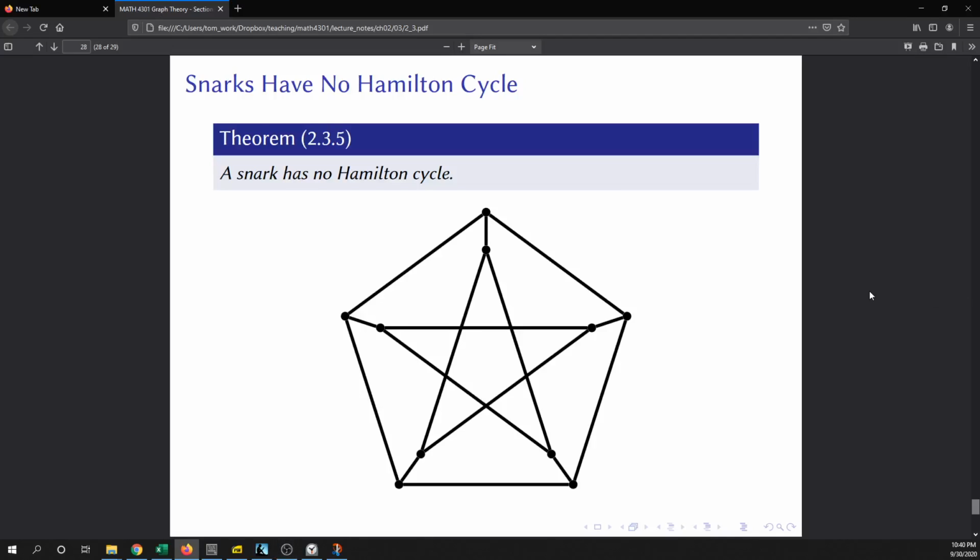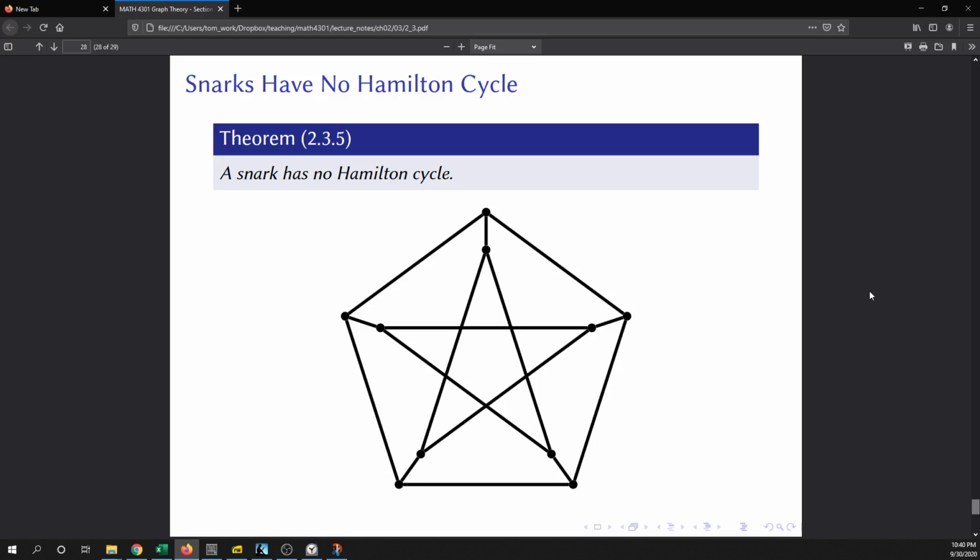All right. In this video, we're going to talk about the last theorem in this section 2.3, and that is theorem 2.3.5. That theorem says that a snark has no Hamilton cycle. So remember what a snark is.